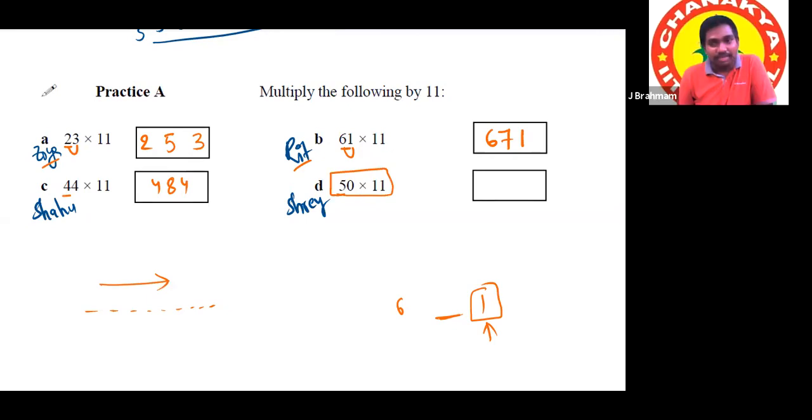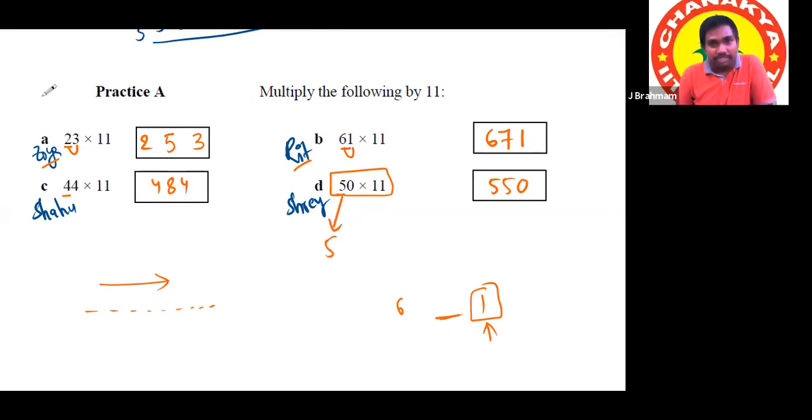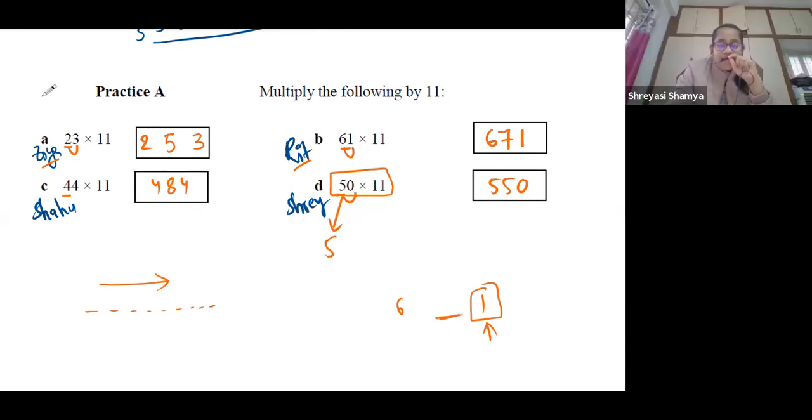11 fives are 55. 5 times 11 is 55. Place a 0 and that's all. Even in that procedure, see, take the 5 as it is. Next, 5 plus 0, 5. Last digit 0. To get the same result.